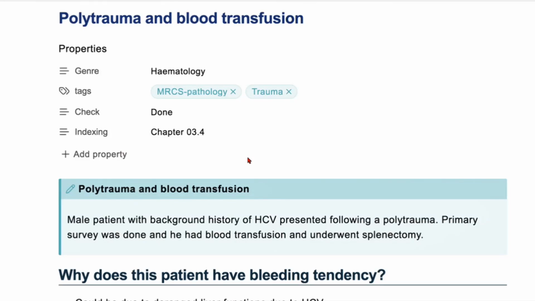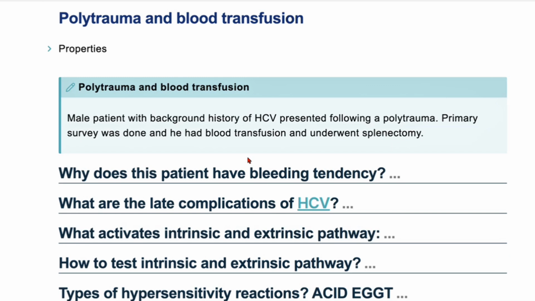So you have a male patient whose background history of HCV presented following a polytrauma. Primary survey was done, and he had blood transfusion and underwent splenectomy as well. Why does the patient have bleeding tendency in that setting?